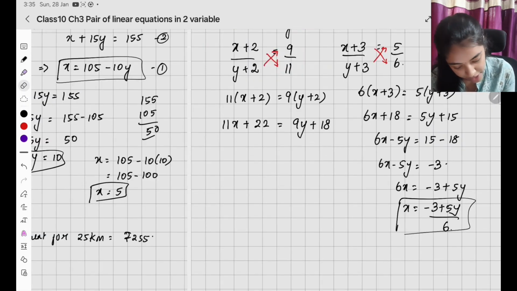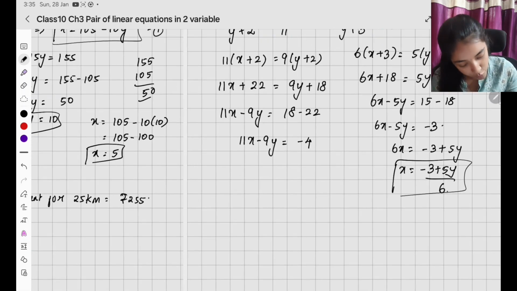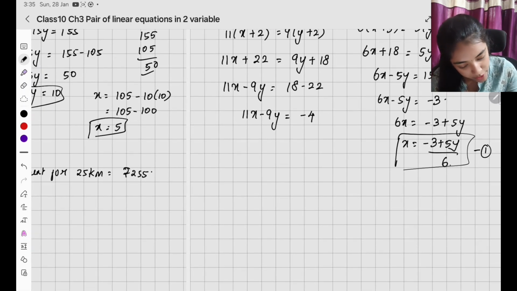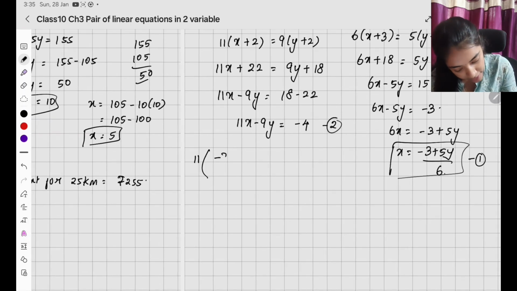Here please change. It is going to be 11x minus 9y equals 18 minus 22. So 11x minus 9y equals 18 minus 22 is minus 4. Okay. இப்போ substitute பண்ணலாமா? So equation 1 in 2. So what is going to be x value? 11 times minus 3 plus 5y divided by 6 plus, minus 9y equals minus 4.